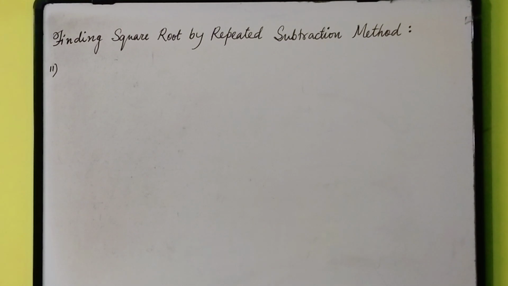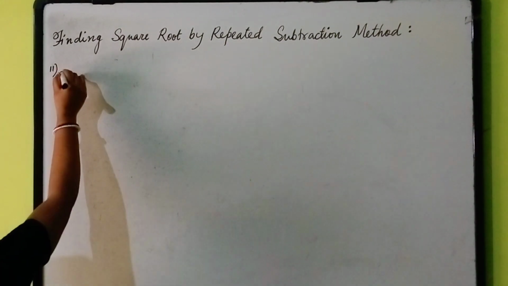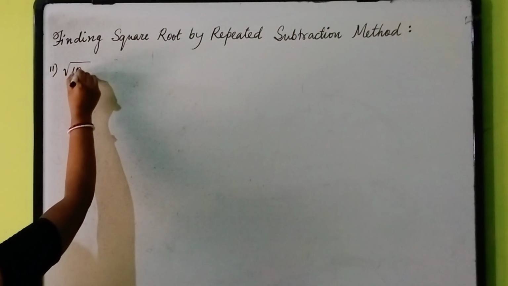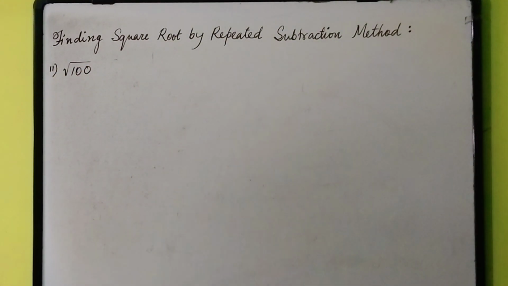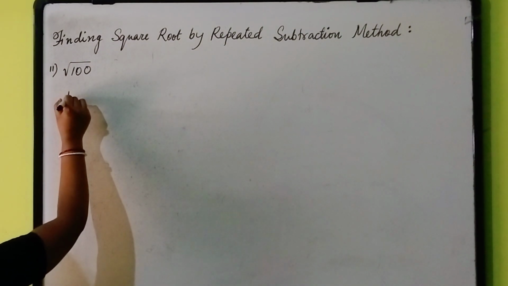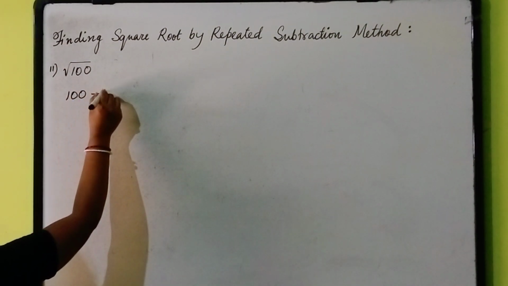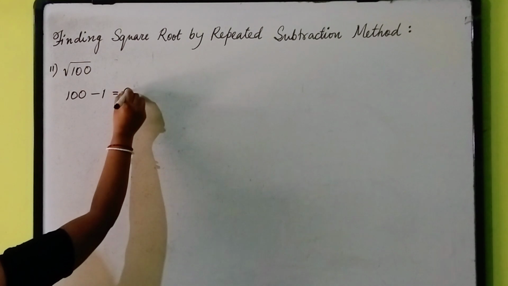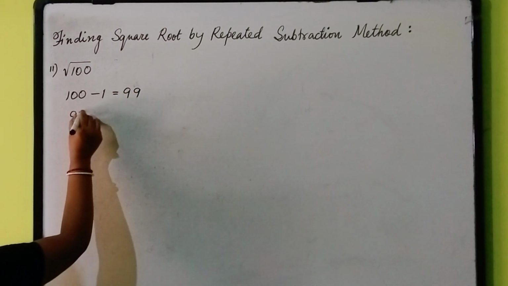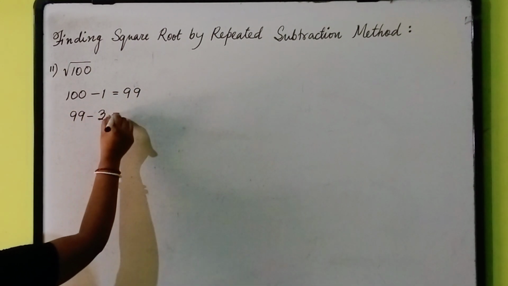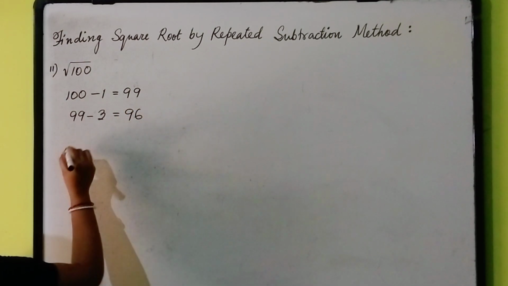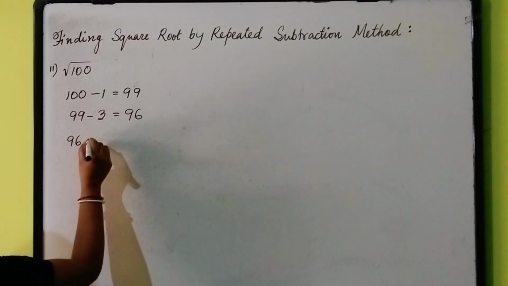Now let us see another one. Follow it properly. Suppose we have to find out the square root of what? 100. Square root of 100. So let us start with 100. 100 minus 1, what? 99. Then 99 minus 3, how much? 96. See, the differences must be correct.